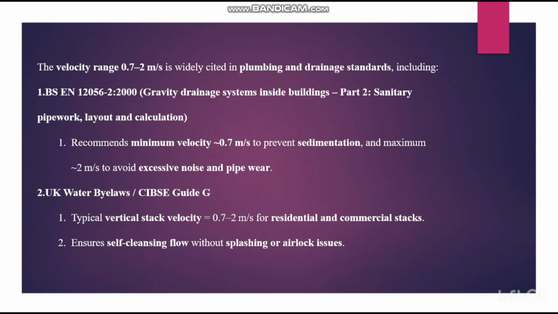Okay, now coming to the velocity. The velocity range of 0.7 to 2 meters per second is widely used in plumbing and drainage standards. If you see the British standard BS EN 12056-2:2000, gravity drainage systems inside buildings, part 2, that is for sanitary pipework, layout and calculation, it recommends a minimum velocity of 0.7 meters per second to prevent sedimentation and a maximum velocity of 2 meters per second to avoid excessive noise and pipe wear.